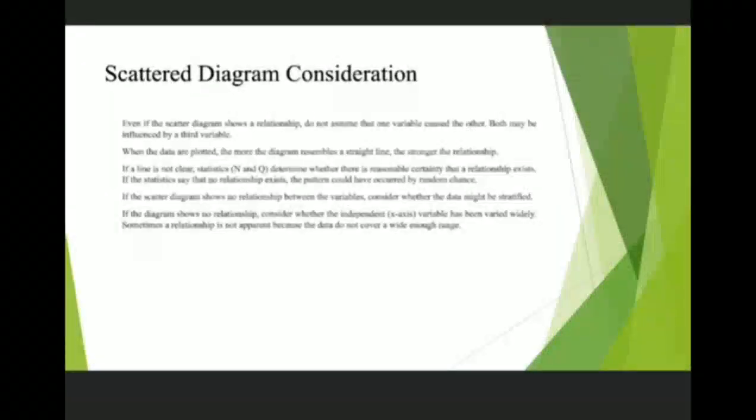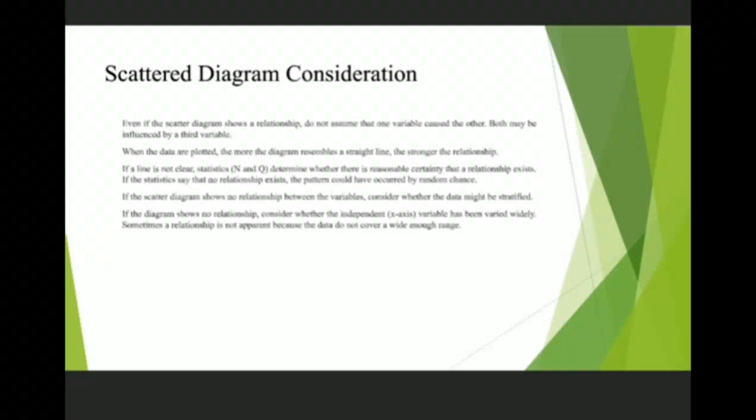Let us take a look at the considerations of the scatter diagram. Even if the scatter diagram shows a relationship, do not assume that one variable causes the other. Both may be influenced by a third variable. When the data are plotted, the more the diagram resembles a straight line, the stronger the relationship. If a line is not clear, statistics determine whether there is reasonable certainty that a relationship exists. If the statistics say that no relationship exists, the pattern could have occurred by random chance.